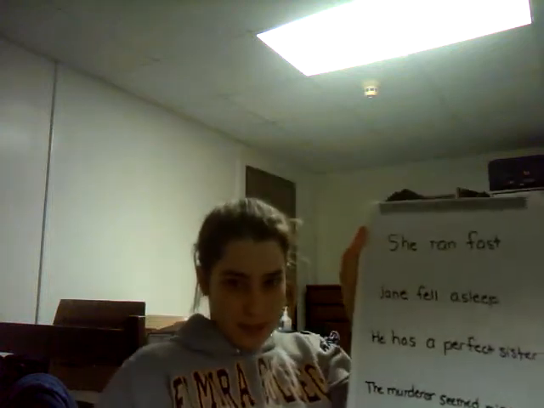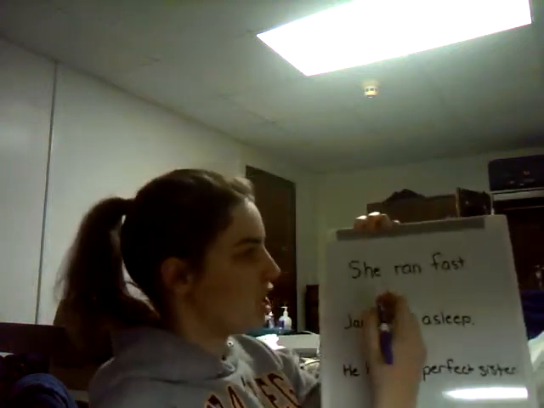Hey Skunk, this is how you find subjects and predicates, so that when you see a sentence, you can figure out which is the subject and which is the predicate. So here's an example. Here are some example sentences. The top one: she ran fast.